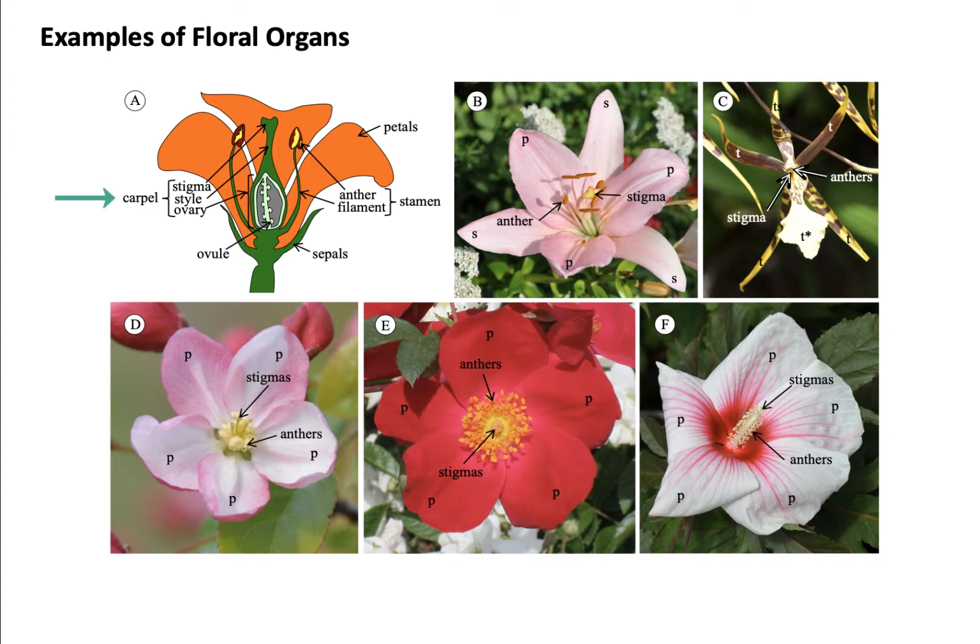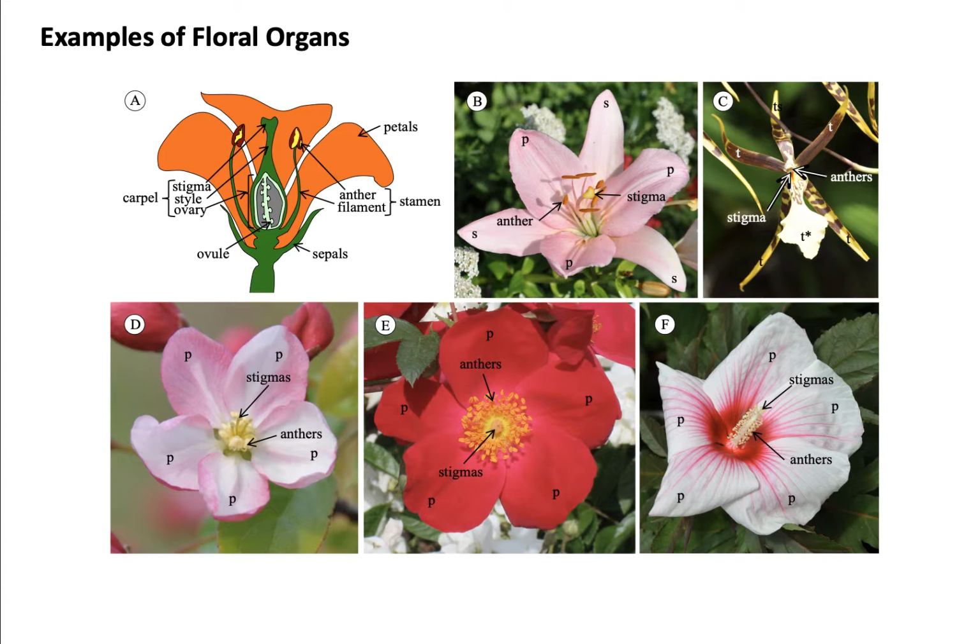And then you have a carpel, which consists of the ovary and then a style and a stigma. The stigma is where the pollen eventually lands, and then the pollen tube grows down the style into the ovule to fertilize the egg.